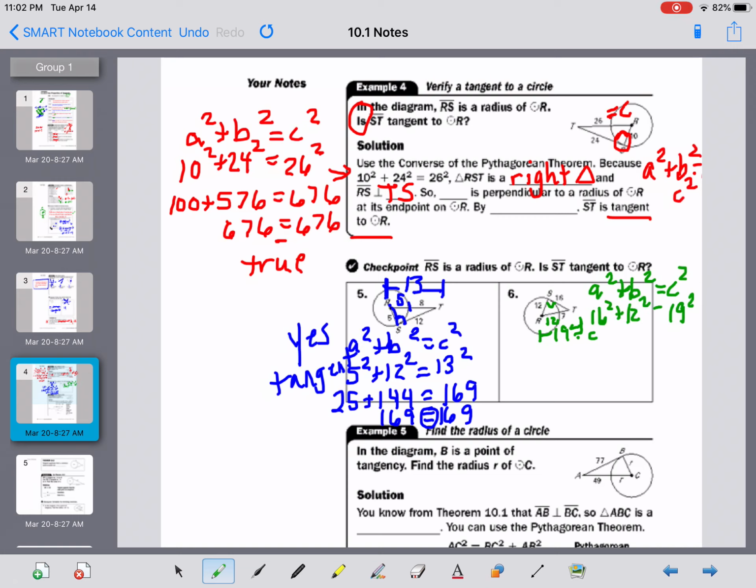So 16 squared is 256. 12 squared is 144. And 19 squared is 361. When I add 256 and 144, I get 400. And 400 does not equal 361, so that means I do not have a right angle. And if I don't have a right angle, then ST is not tangent.